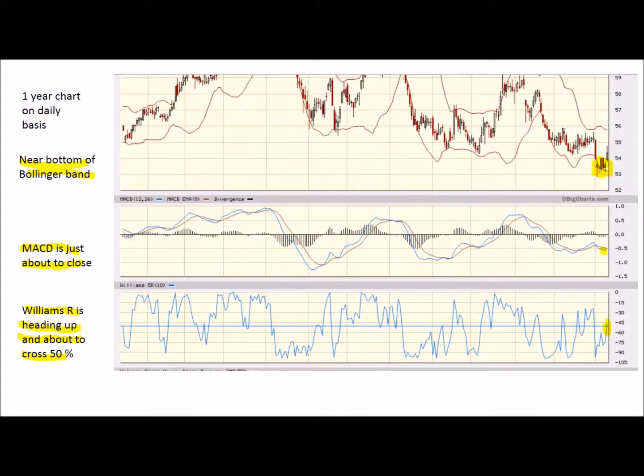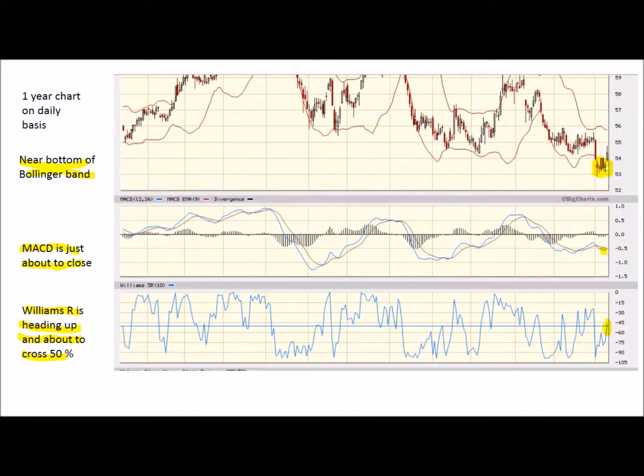MACD, basically the way I use it is I look at the zero line, where you've got stuff above and below a line. If the MACD is below the zero line and the blue is coming back up and getting ready to cross up above the red, that may be an indicator that it's time to buy.